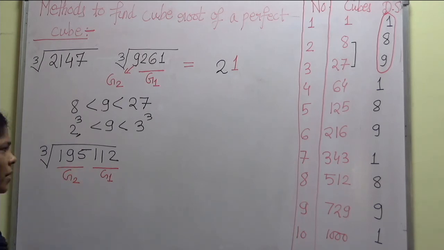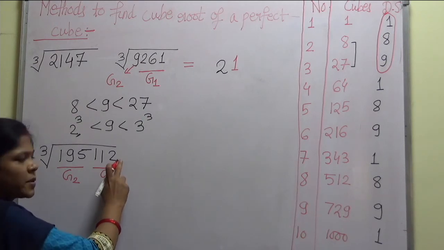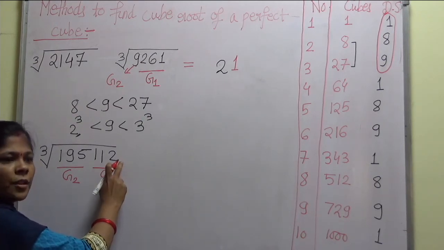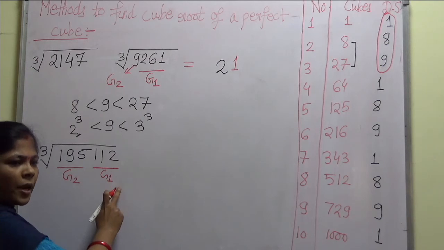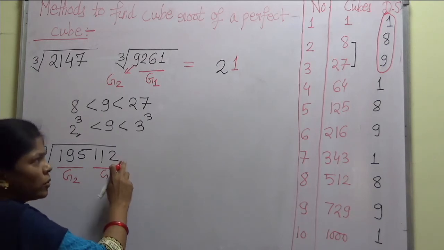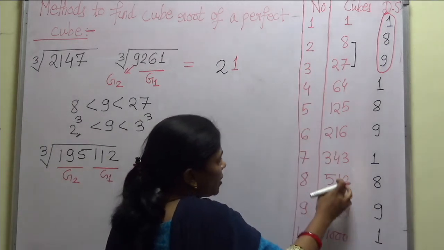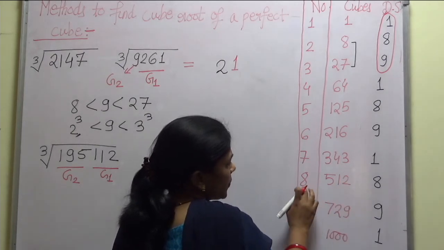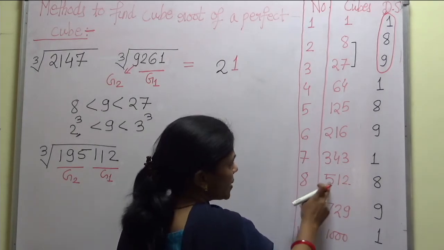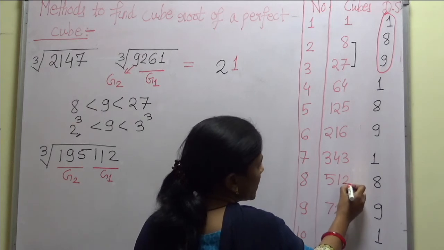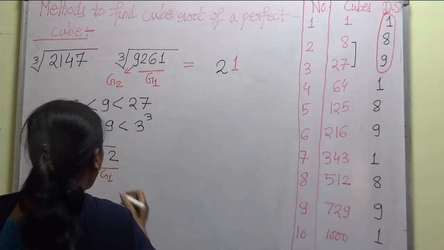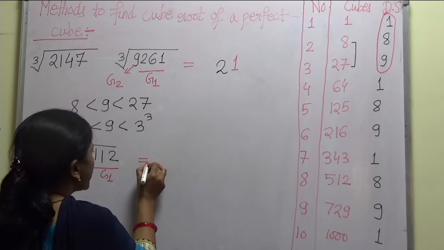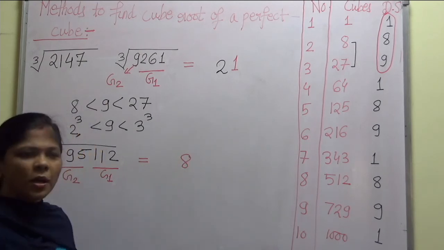Now the next step: we will observe the digit in the unit place of the first group. What is that? It is 2. Now here 2 lies over here, in the cube of 8, right? The cube of 8 contains unit place digit 2. That's why what should our number in the unit place be? The number in the unit place must be 8.